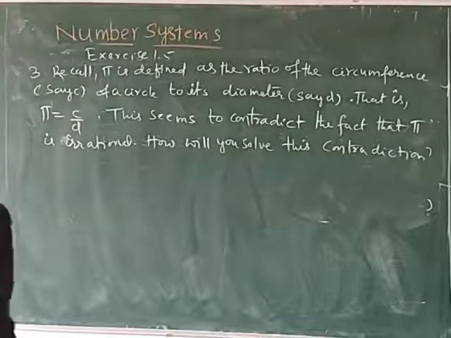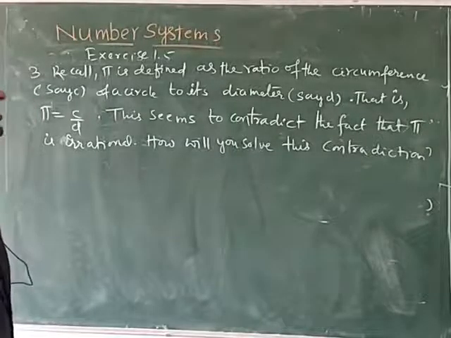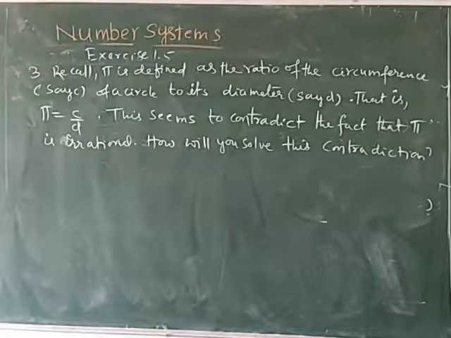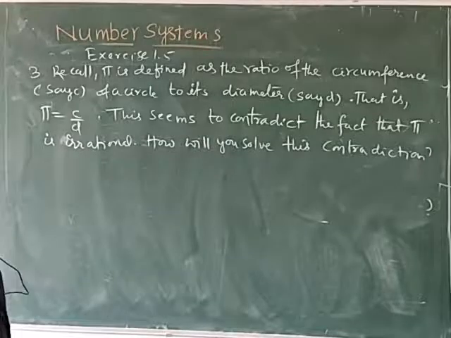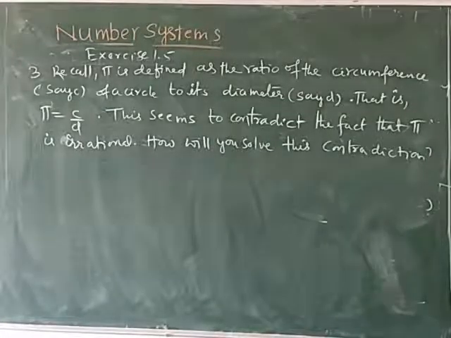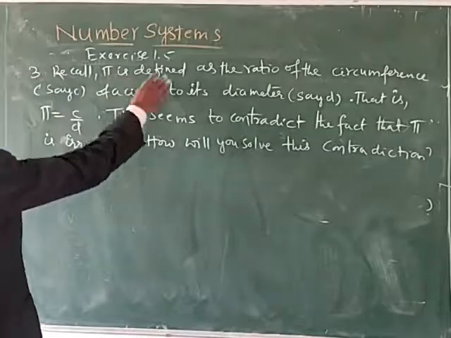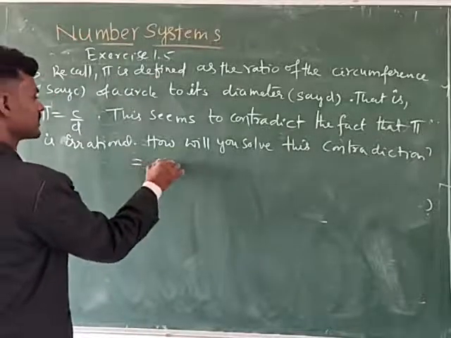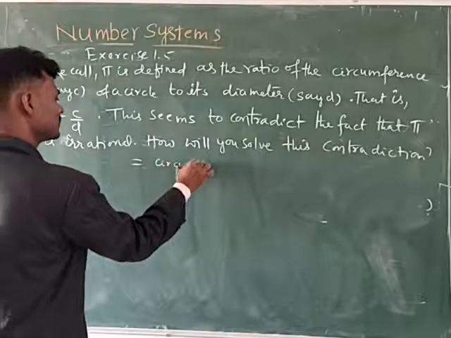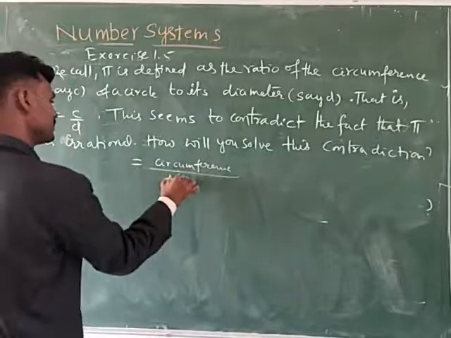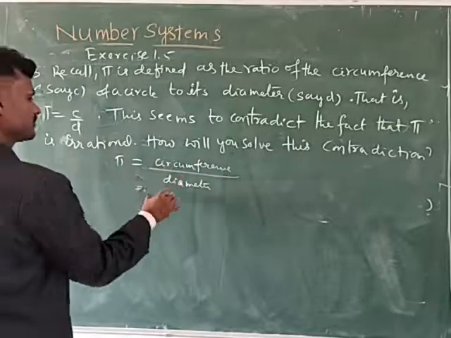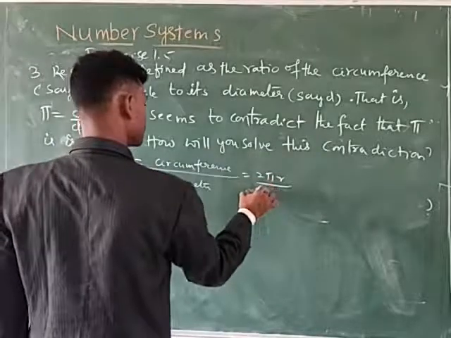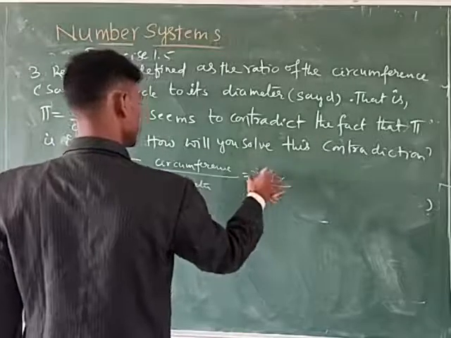Okay, next question, third one is recall. Pi is defined as the ratio of the circumference, say c, of a circle to its diameter, say d. That is pi is equal to c by d. This seems to contradict the fact that pi is irrational. How will you solve this contradiction? See here, recall pi is defined as the ratio of circumference by diameter. See here, circumference is equal to 2 pi r and the diameter d is equal to 2r. This 2r cancels, so this is pi.